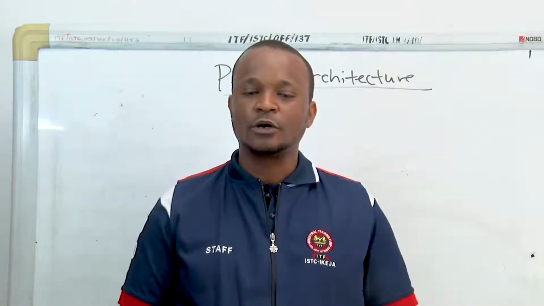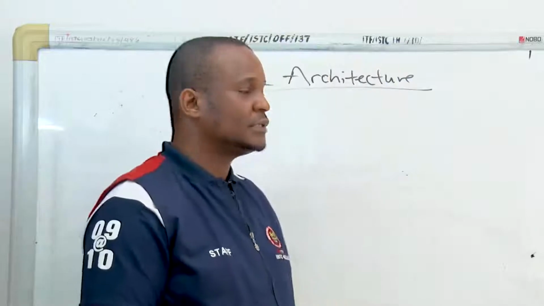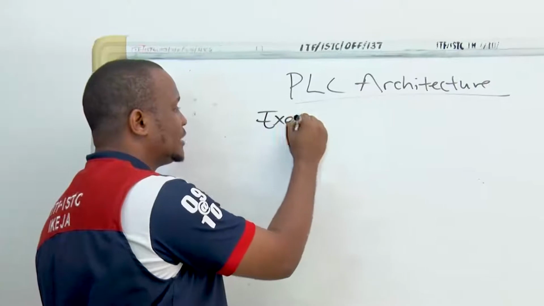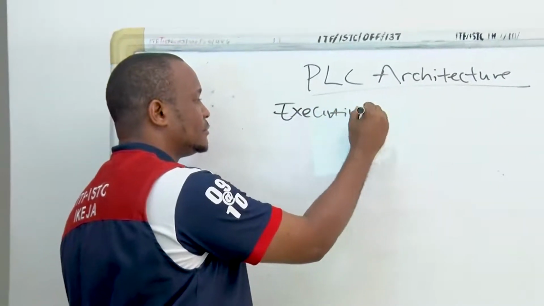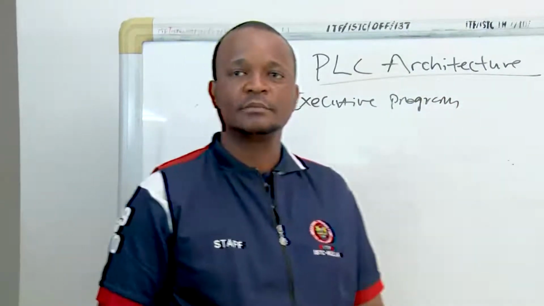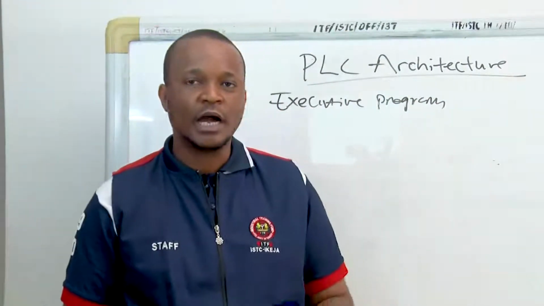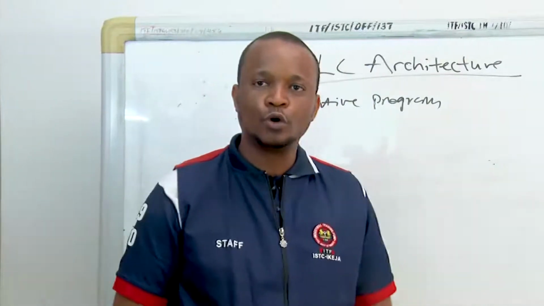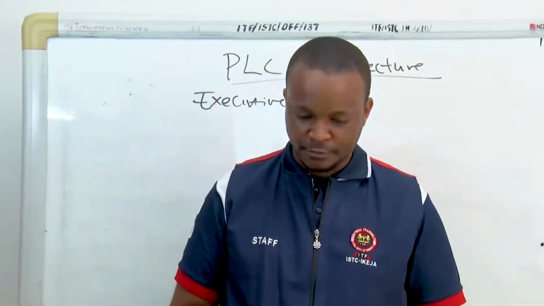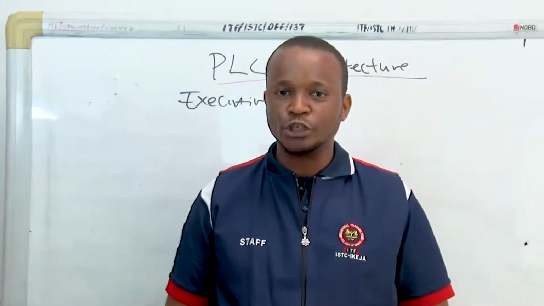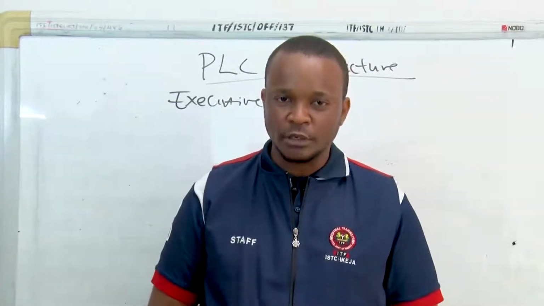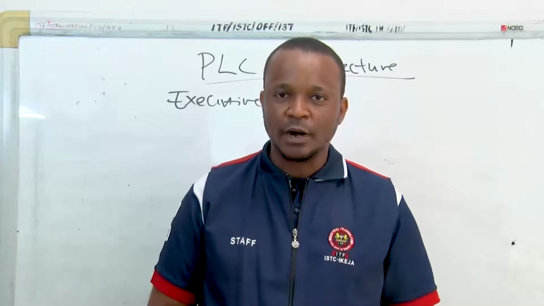The CPU also contains an executive program. What is an executive program? The executive program tells the PLC how to execute control instructions as contained in the user program. This program is stored in the non-volatile memory, meaning that the program will not be lost if the power is removed.